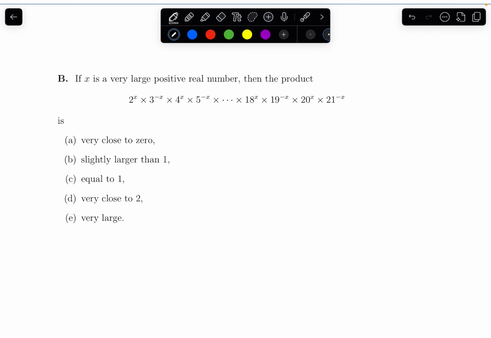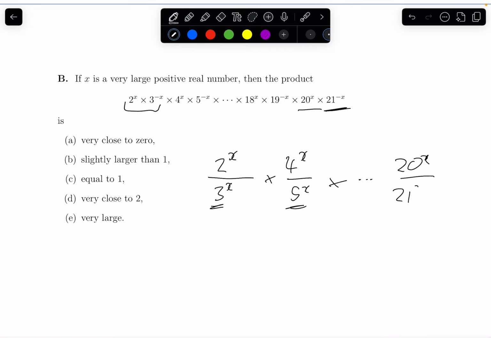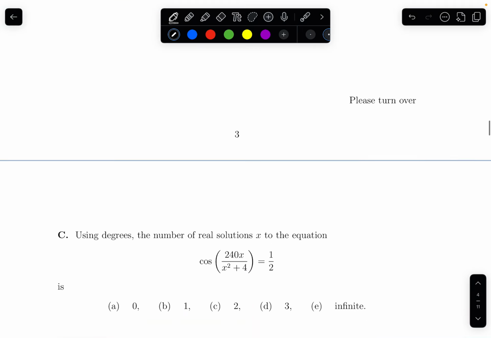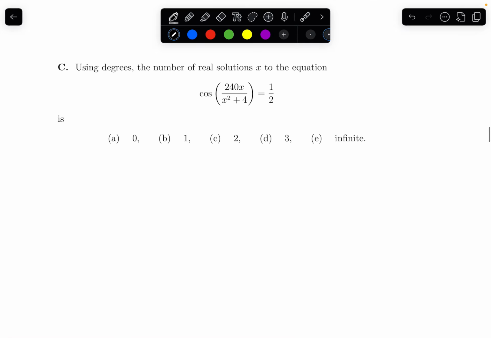If x is a very large positive real number, then the product, well, I looked at pairs, so we know that 2 to a very big number over 3 to a very big number times 4 to a big number. Well, this is always going to be a lot bigger, and because we times it, and then this is the final pair, the bottom is always a lot bigger, so it's very close to 0, because x is a very large positive real number. C.